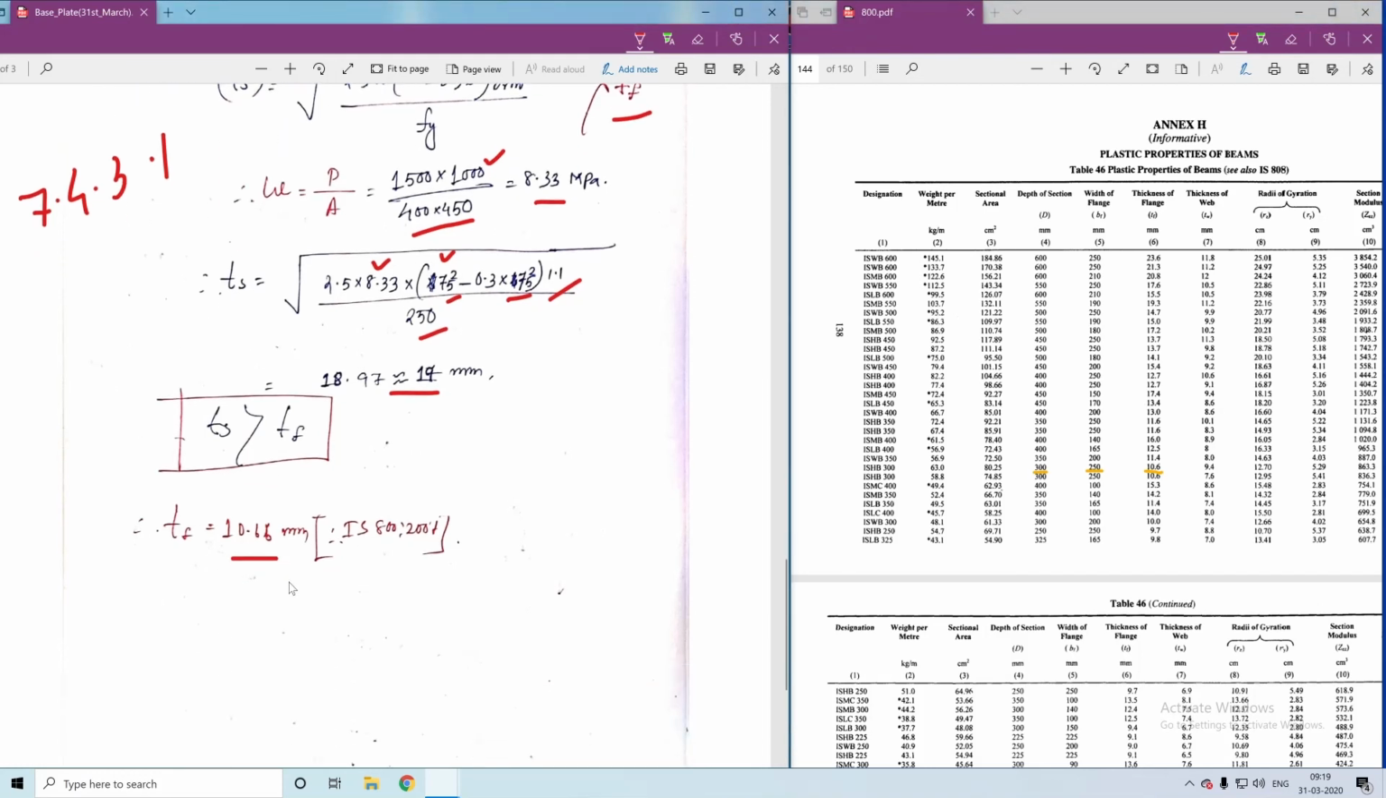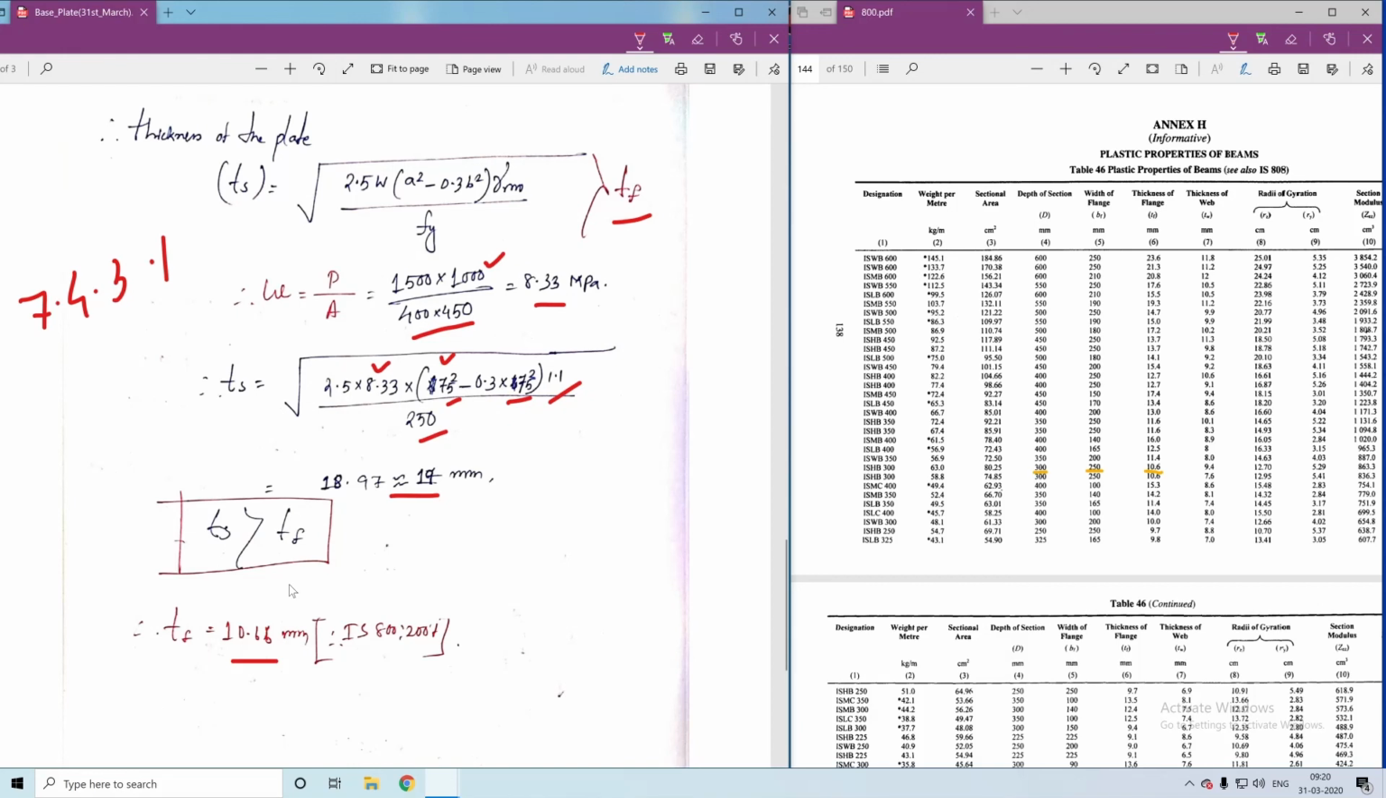So in this way you can design, or determine, the thickness of the plate for the slab base.